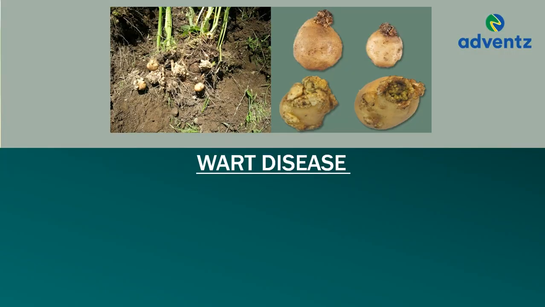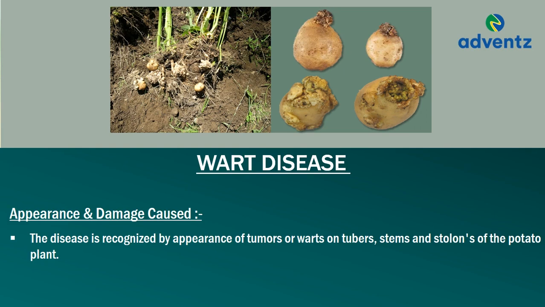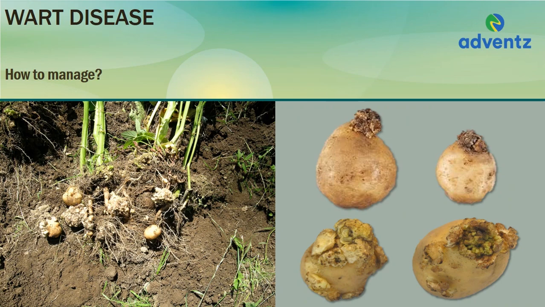What is the appearance of the wart disease and the damage it causes? The disease is recognized by the appearance on tubers, stolons, and stems of the potato plant. And sometimes the whole tuber is converted into a distorted mass. How to manage wart disease?